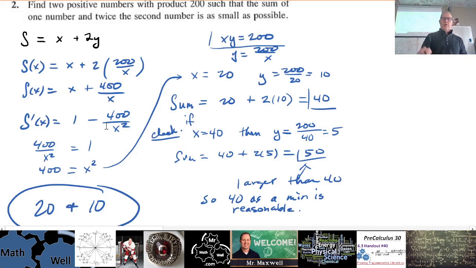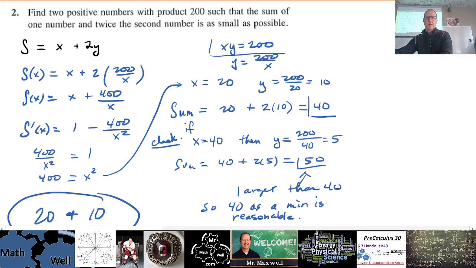All right, so what we're trying to do is to find two positive numbers with a product of 200, such that the sum of one number and twice the second is as small as possible. Small as possible, that's what we're trying to optimize right here. The sum is one number plus twice the second. And I also have that extra information over here, that the product of the two is 200.